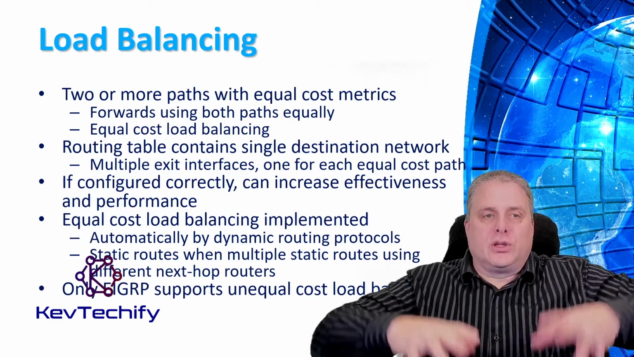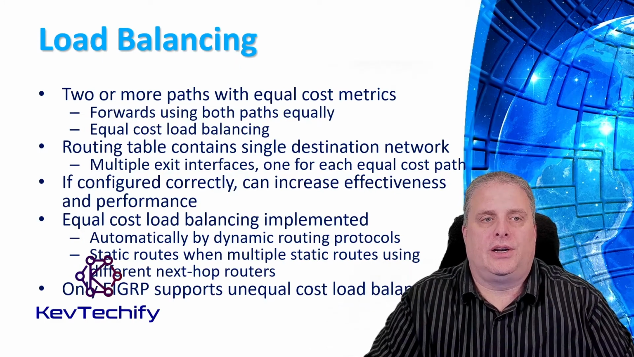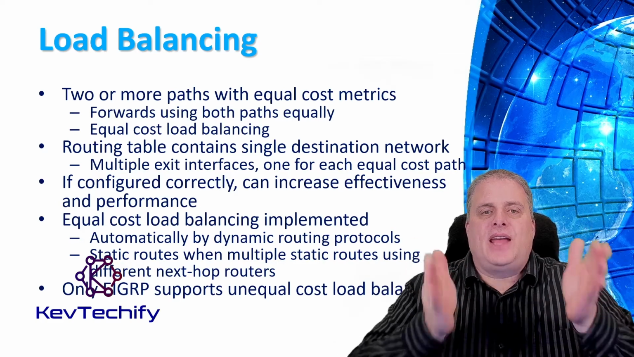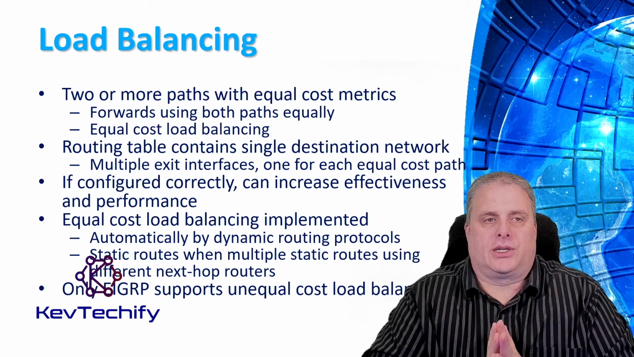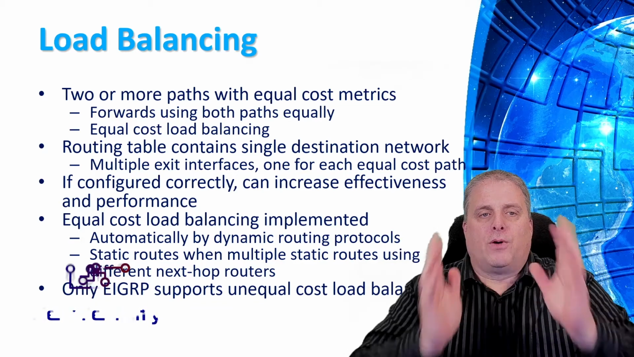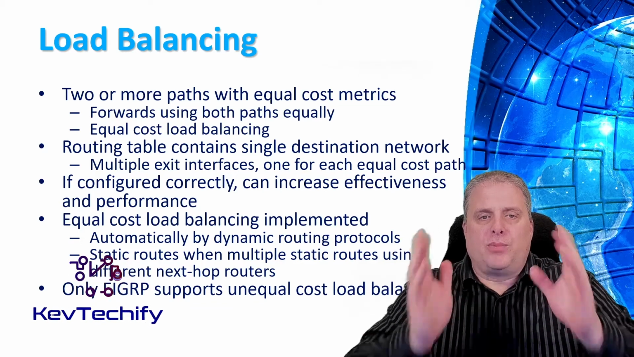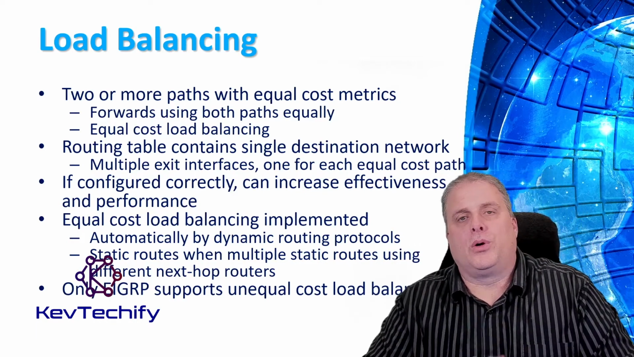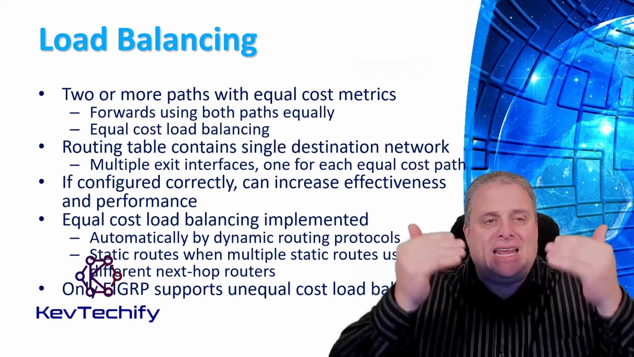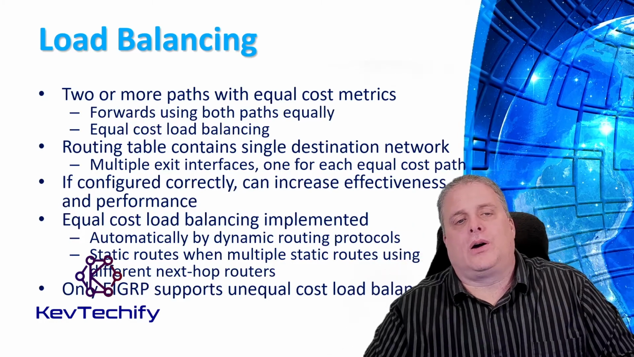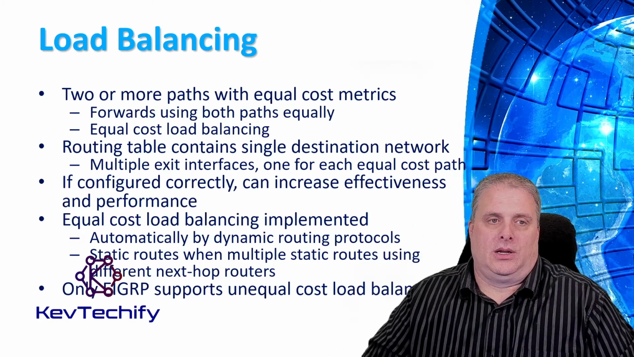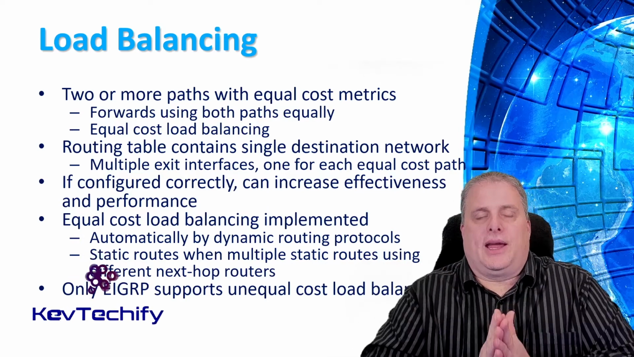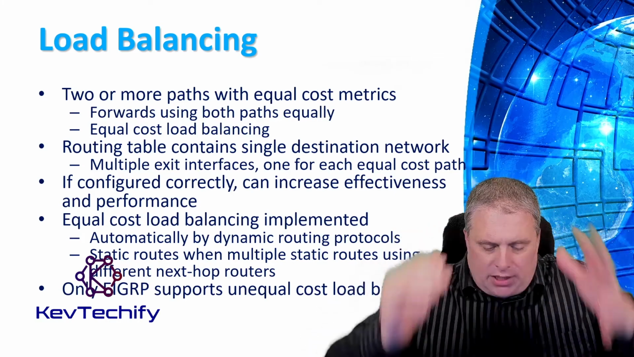It is possible to load balance between two connections on your network. What happens is you have to have equal cost metrics. Forwarding uses both paths equally, and so it'll send out one packet on one port, one packet on another, but they have to be equal. This is known as equal cost load balancing. They have to have equal cost in their metrics.